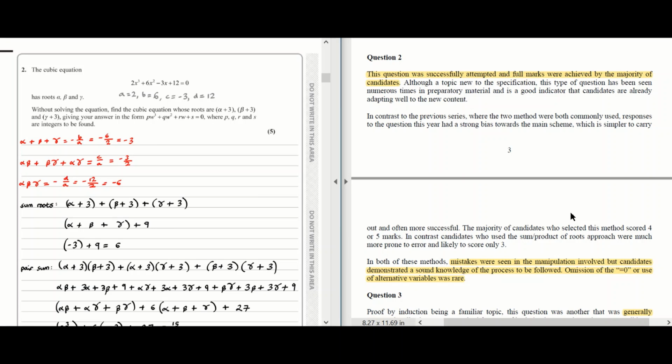Question 2 is concerning roots of cubic equations. This question was done quite well. Even though it's a fairly new topic, candidates seem to be very familiar with this topic. A lot of people scored very high marks in this question. Essentially, the mistakes were seen in the manipulation involved, but candidates demonstrated a sound knowledge of the process to be followed. Omission of the equals 0 or use of alternative variables was rare. But overall, very well done to people for attempting this question.